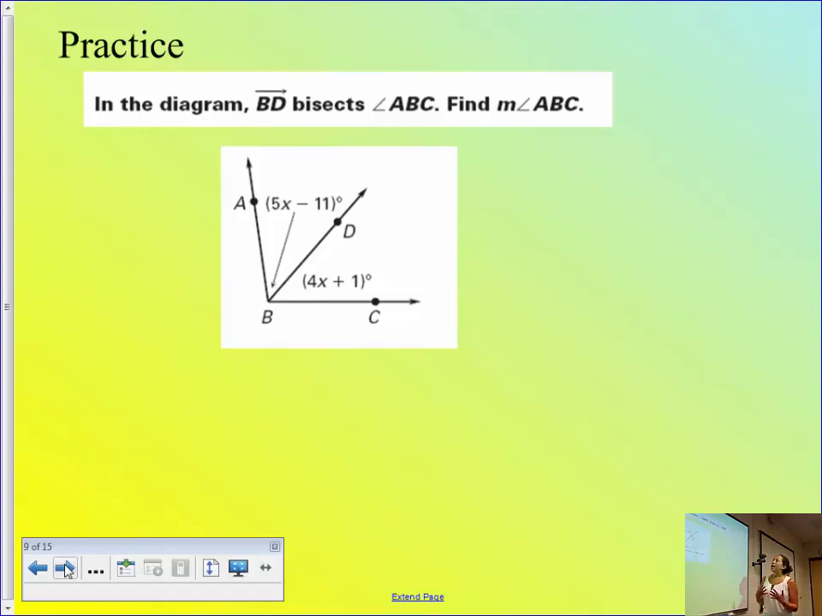It's not necessarily a right angle, it's not a straight angle, so we don't know that. The only thing they tell us is bisect, so think about what that means. Okay, go ahead and pause now and figure it out.